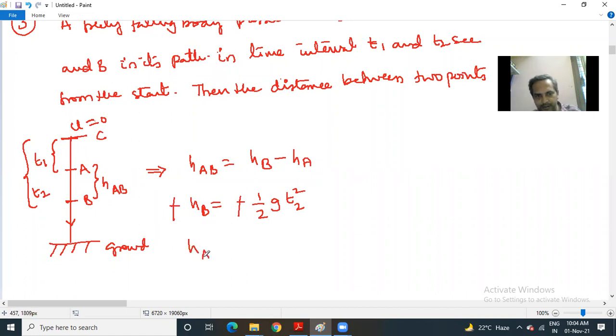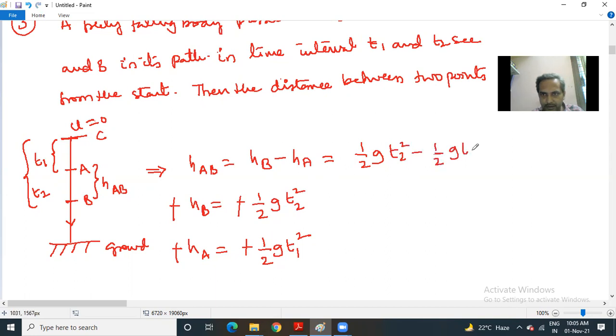Similarly, you also find out hA. So here also, coming downwards, negative. a is permanently negative in the form of g, but the body reaches point A in t1 seconds. So negative negative cancels here. So substitute here half g t2 square minus half g t1 square.